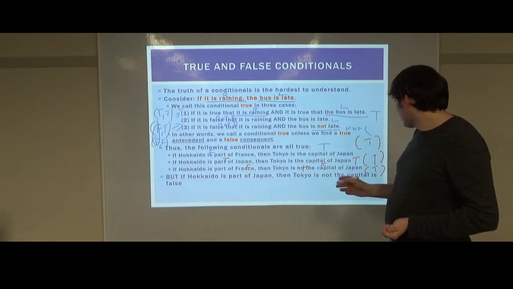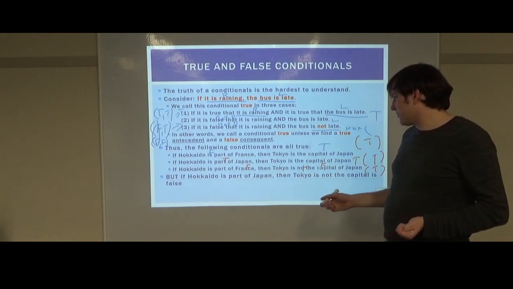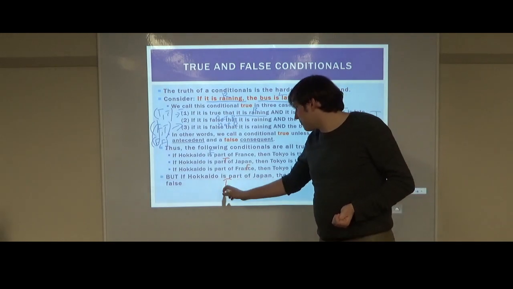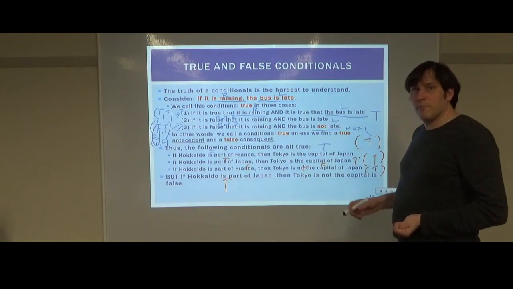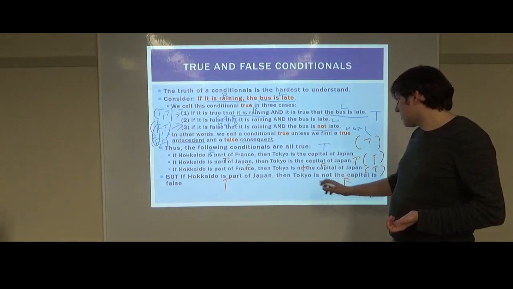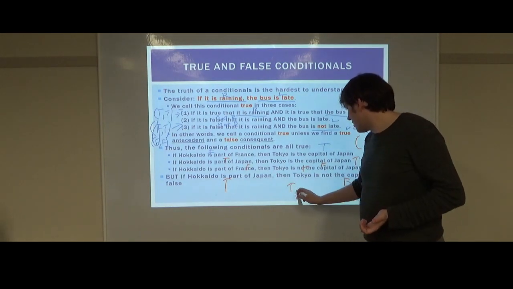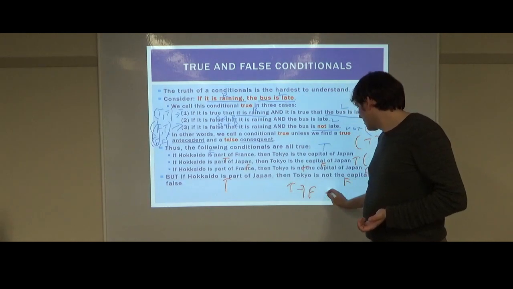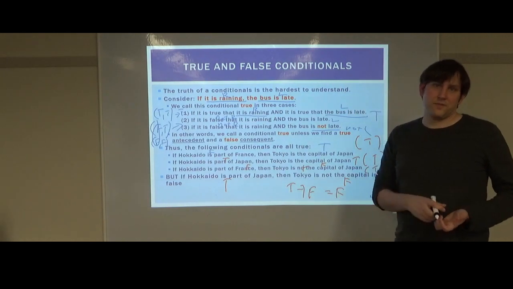But we do have one case where it is false. Hokkaido is a part of Japan, but Tokyo is not the capital of Japan. So this is false. If we have true implies false, that is false.